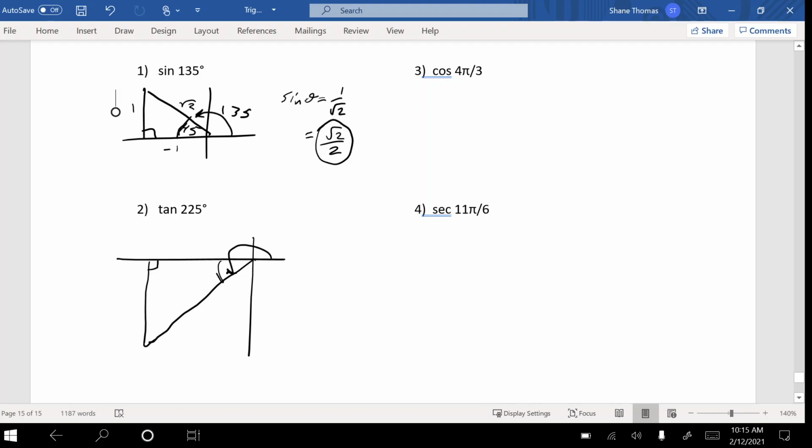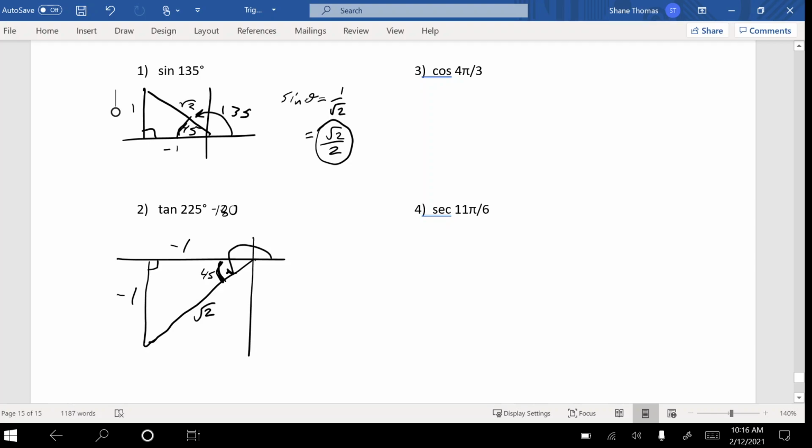To find my reference angle here, what do I need to do? Subtract what? Correct, subtract 180. So I have 225 minus 180, which is going to be what? 45. That makes my 45, 45, 90 triangle again, correct? 1, 1, root 2. Now, is anything negative there? Both ones are going to be negative, correct? The horizontal one is left, so it's negative. The vertical one is down, so it is negative.